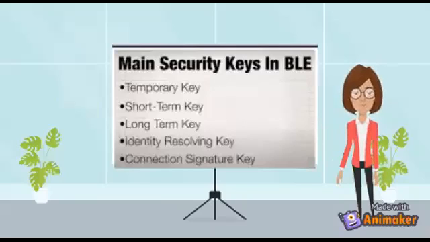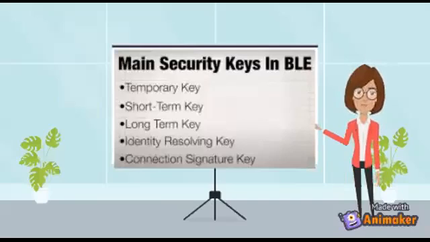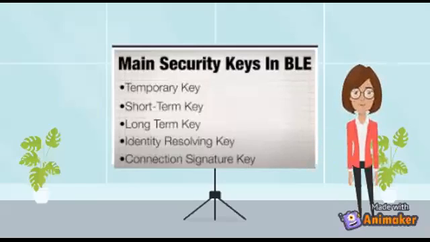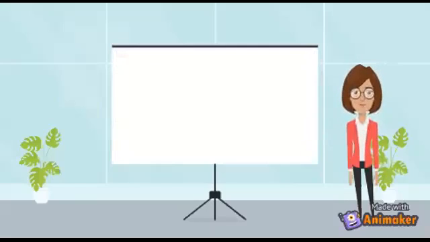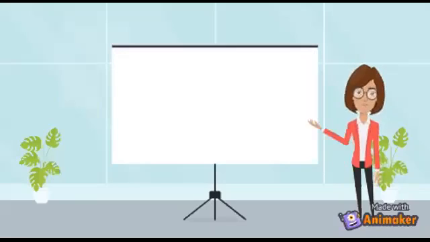There is a temporary key, a short-term key, a long-term key, an identity resolving key, and a connection signature key. The temporary key is used during the pairing process. The pairing mechanism is the process where the parties involved exchange their keys and their identity information to set up trust and get the encryption keys ready for future data exchange. In Bluetooth Low Energy 4.2, there was a major change on the generation of this key.